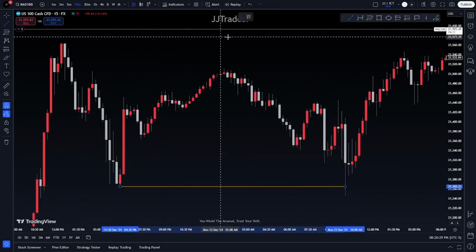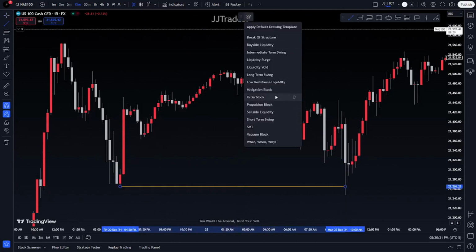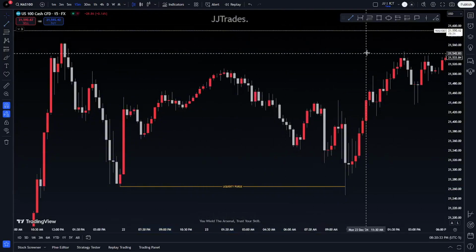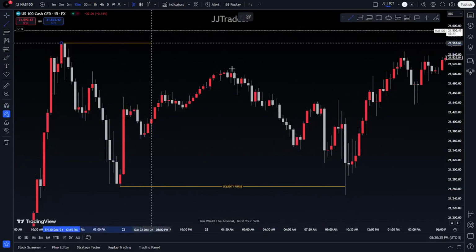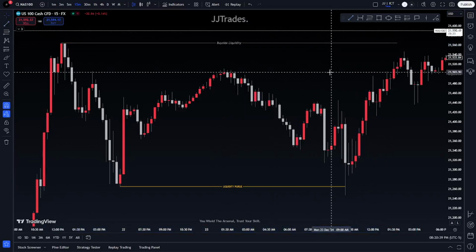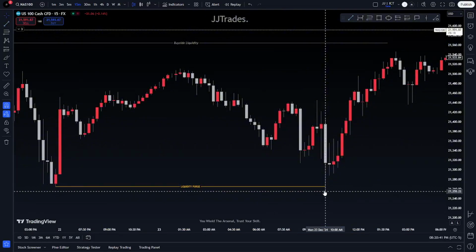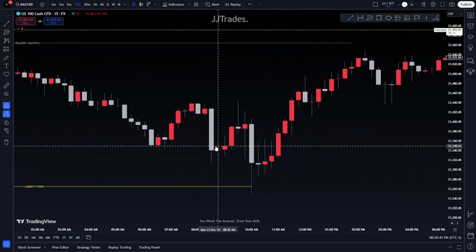to a low here, purging liquidity, where my liquidity purge tool is. And then we have a high resting all the way up here. That's our buy side liquidity. That's just, I guess you could say, primary buy side liquidity resting here. So price comes down, closes back above the low, showing that you want to go higher.